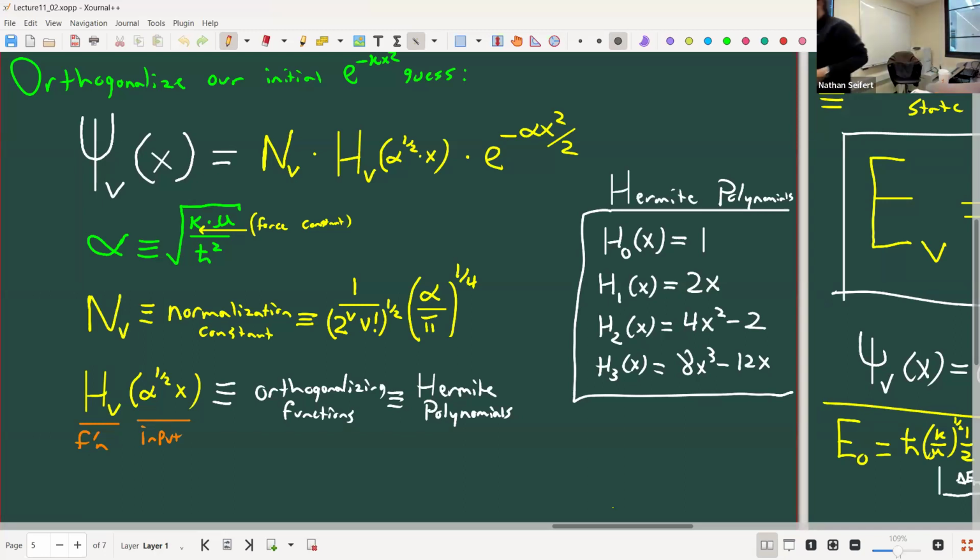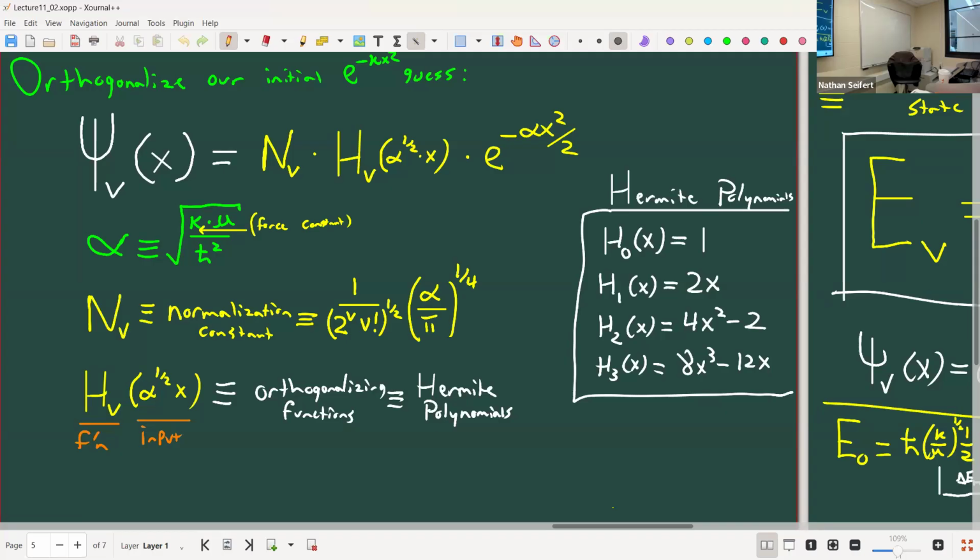But the problem is it's not orthogonal. If we just include the Gaussian, every level in some sense is connected to every other level. Product of 2 Gaussians is a Gaussian. So we had to include this additional function, these Hermite polynomials, these orthogonalizing functions, that ensure that each energy level is wholly distinct from each other. And these functions are just polynomials. So for each level of excitation v in your system, v equals 0, 1, 2, 3, 4, you have a unique Hermite polynomial that you multiply your Gaussian by. And they're just simple functions of x.